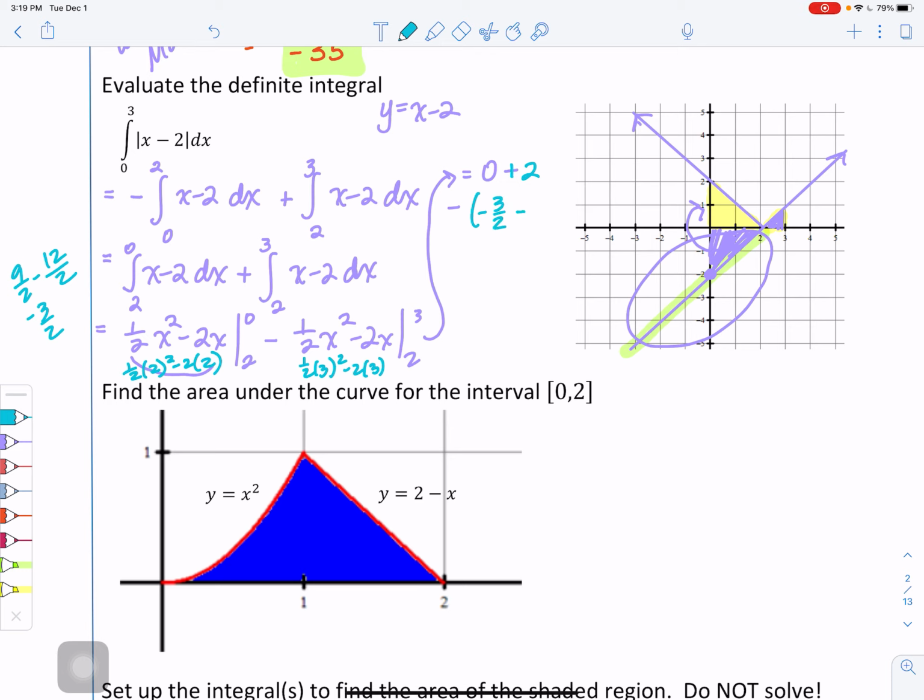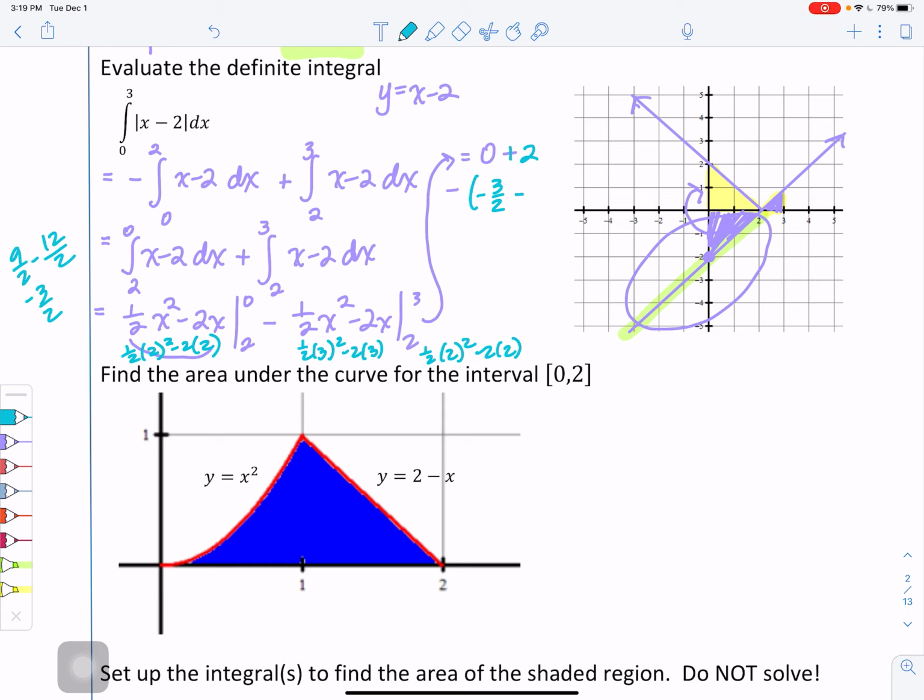So we have 1/2 times 2 squared minus 2 times 2. And that's 2 minus 4. That's a negative 2. So now I'm going to change this to a positive 2. So if you add this up, it looks like we have 2 plus 3/2 minus 2. And it looks like we'll end up with 3/2. Now I'll leave that to you to double check. You can go ahead and Math 9 that.